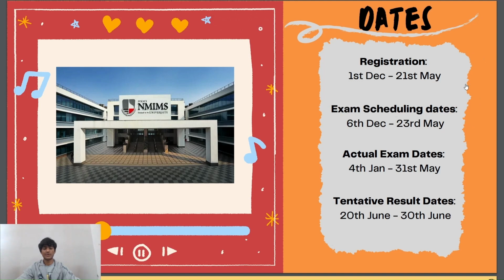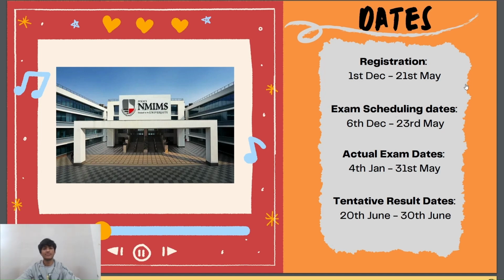We now have the important dates that are related to NPAT 2023. So the registration portal for NPAT opened on the 1st of December 2022 and will close on 21st May 2023. This means that students who haven't already filled their application form should start doing it now.